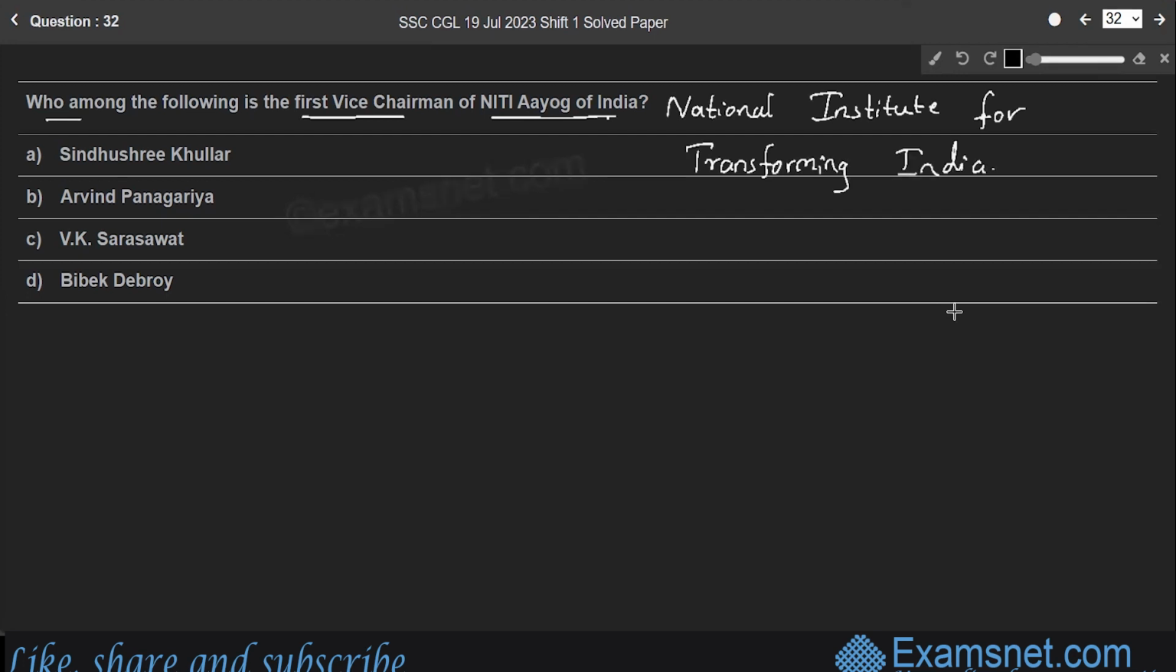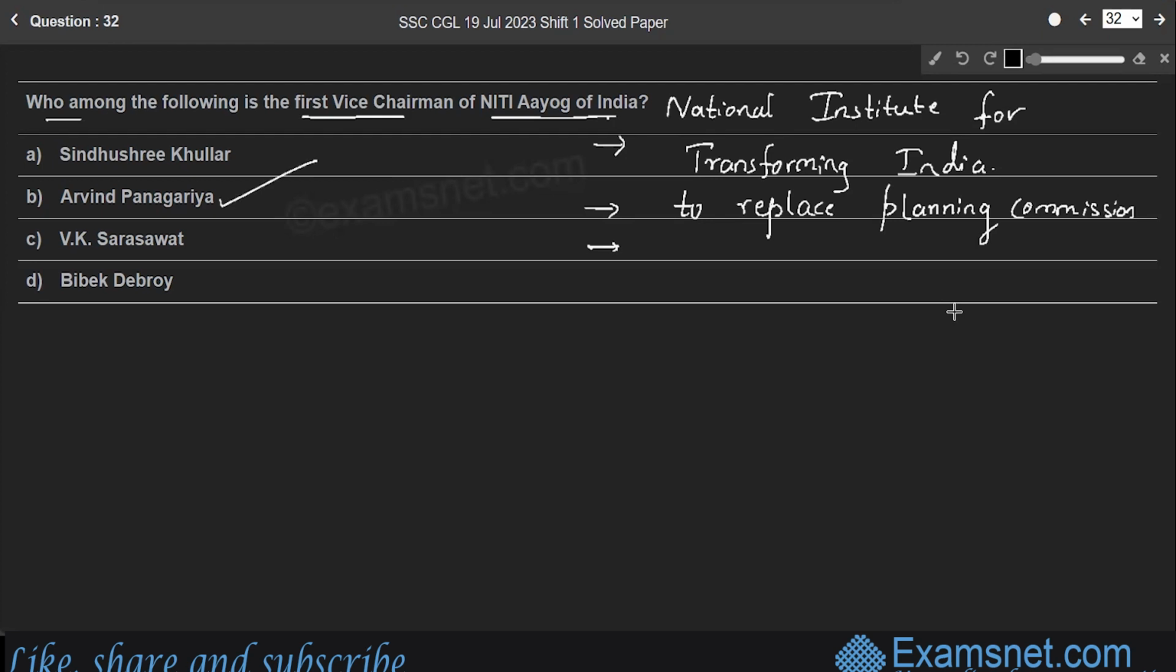It's a Government of India policy think tank established by the BJP government to replace the Planning Commission. Shri Arvind Panagariya was the first vice chairman of NITI Aayog. Option B is the right answer.